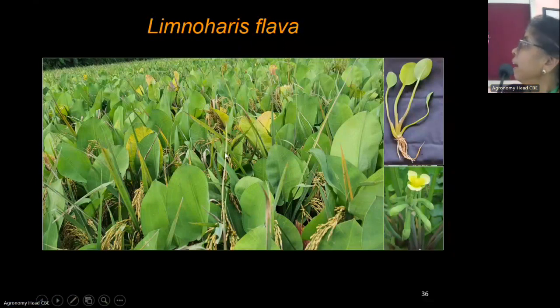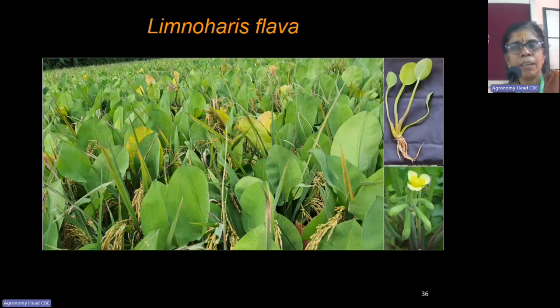Nearing harvest, you can see the rice plants in a very pathetic situation. You cannot use machinery there, because the leaves of these limnocharis will be along with the rice panicle. So when it is harvested with a combine harvester, this leafy material is crushed and the grain quality is lost. So this was an unattended field. We have technologies, herbicidal management measures for limnocharis.